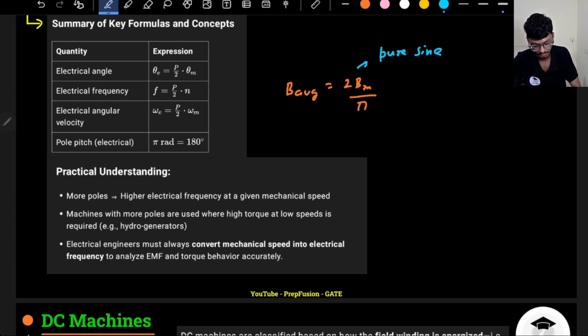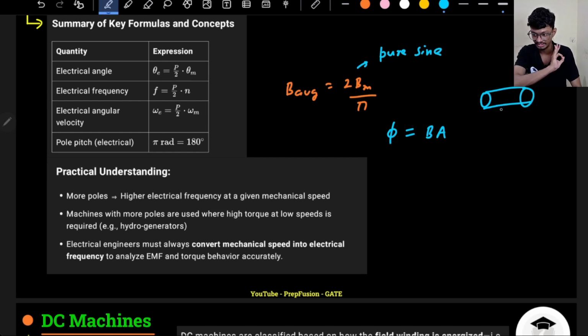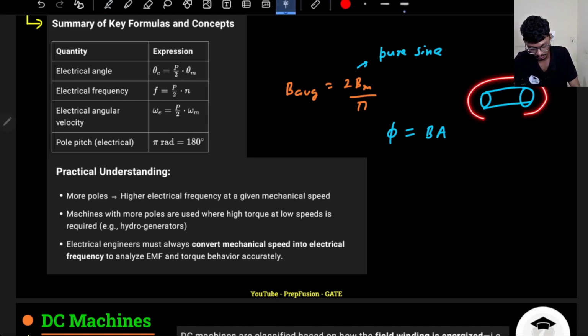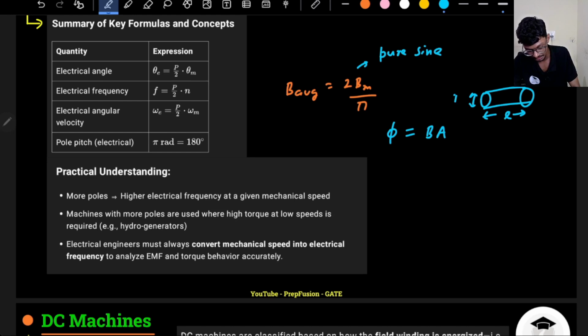Now what will be the flux per pole? How do I calculate the flux per pole? Flux is flux density into area. If I have a rotor like this, this will only be valid for this case, not for any other case. What will be the average flux per pole cutting the rotor of length L and circular cylinder diameter D? The flux will come something like this. So average flux will be B average into area, and B average is basically 2Bm/π.